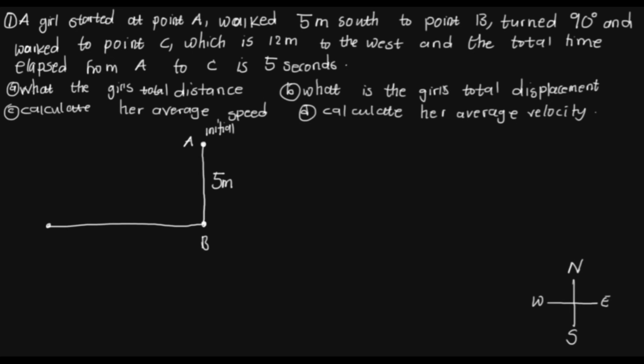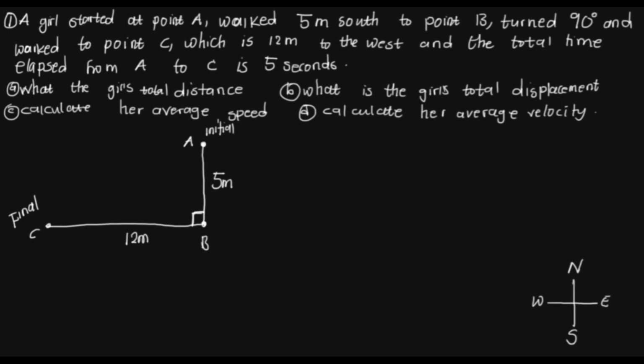So this is where our point C is. Our point C denotes our final destination, and the distance between B and C is 12 meters. Then, since their turning was 90 degrees, we need to have an angle of 90 here. So this is an illustration of how the journey took place.